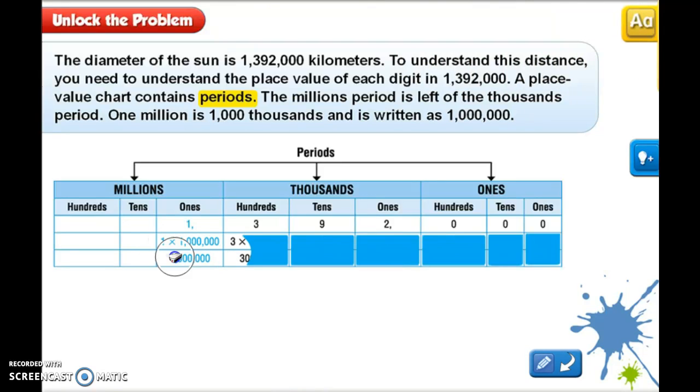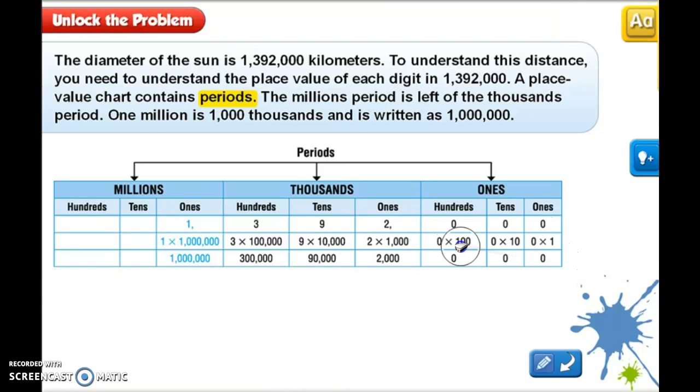We're going to erase this and see what's under here. If we're doing our 1,392,000, and we're going to do that in expanded form, do we have anything in our ones period in the ones place? That's right here. No. So 0 times 1. Do we have anything in the ones period in the tens? No. In the ones period and in the hundreds?